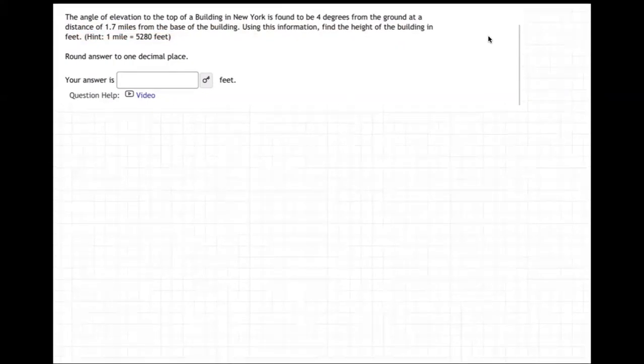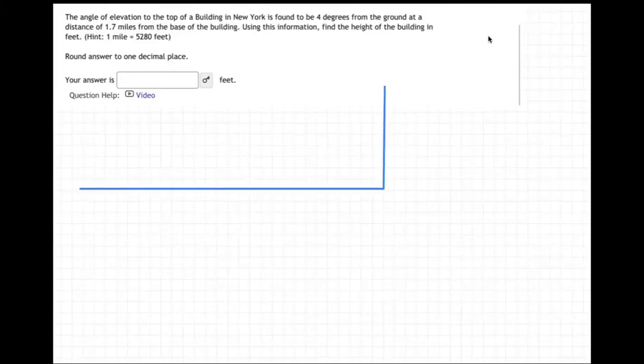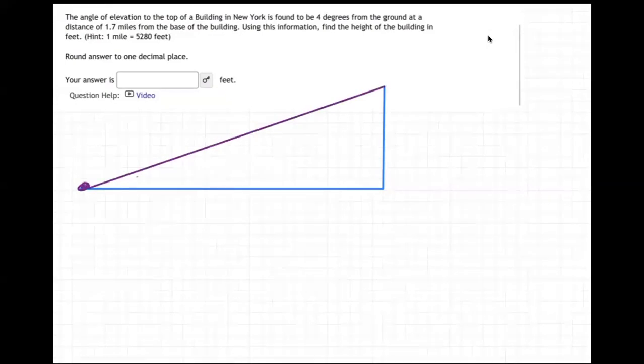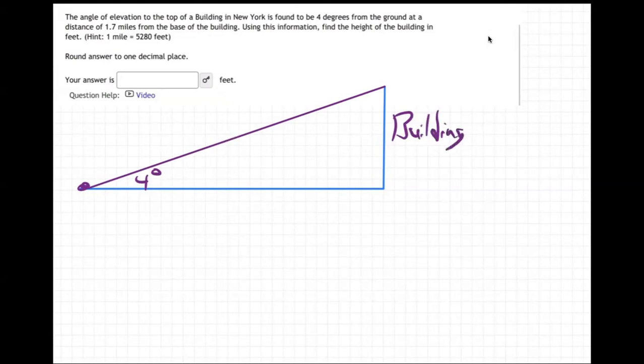So let's draw it. So we'll draw some ground here and a building here. And we're going to go right here, like that, to the top of the building. This is a 4-degree angle. This is the building right here. I guess I didn't finish that building. Finish it. There we go. All right, so there's our building.